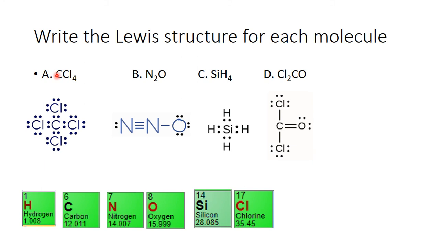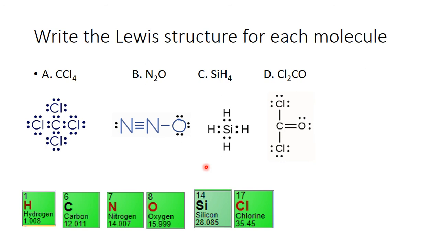And so here I have four possible Lewis structures: CCl4, N2O, SiH4, and Cl2CO. And this is what the Lewis structures would look like for these compounds. So all I'm doing here is my most electronegative atoms are at the end. Then I put carbon here in the center, and N. Oxygen would not be at the center because it's most electronegative. Hydrogen, chlorine and oxygen are most electronegative, so that's why they're at the terminals.